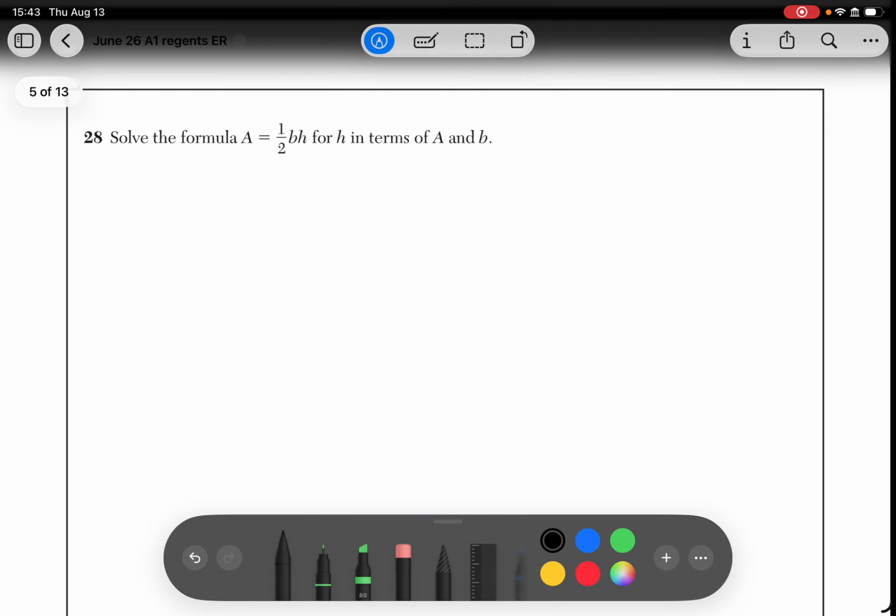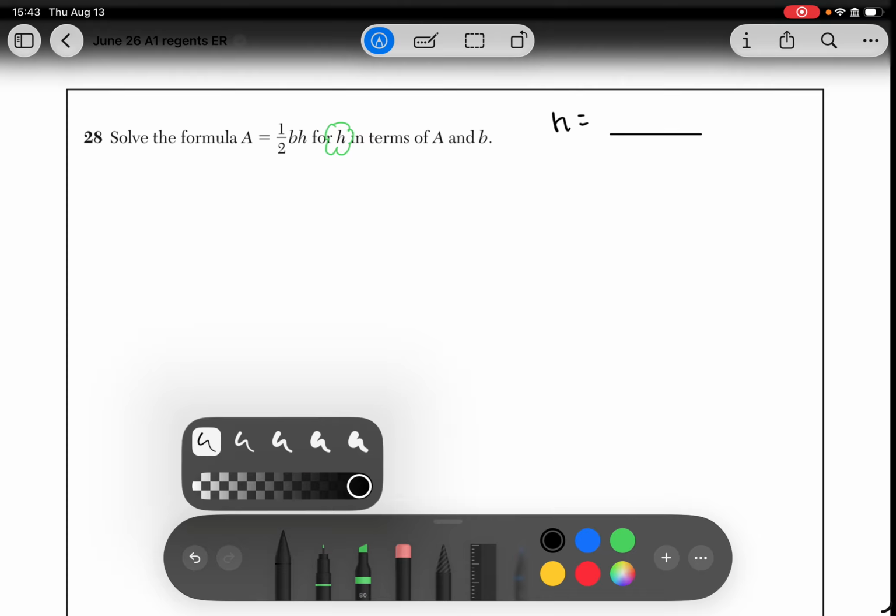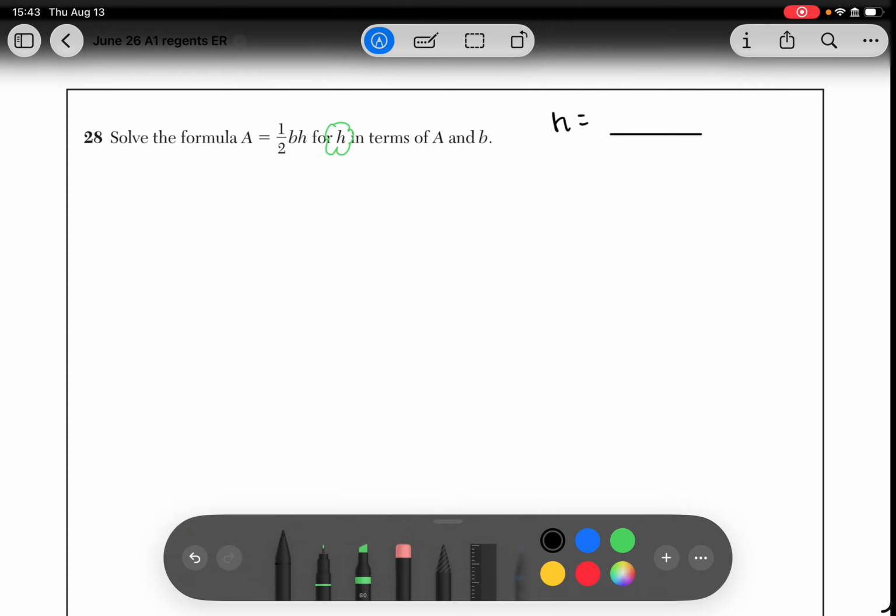Question number 28. We have the formula for the area of a triangle, and we're solving it in terms of a and b, which means that we need to isolate h. So h is that term that we want to get by itself. So at the end, we want to see something in the form of h equals whatever our expression is on the other side. So we have the area of a triangle equals half the base times height. Knowing that we're trying to isolate h, I'm going to keep it highlighted because it's the last term we want to touch right now.